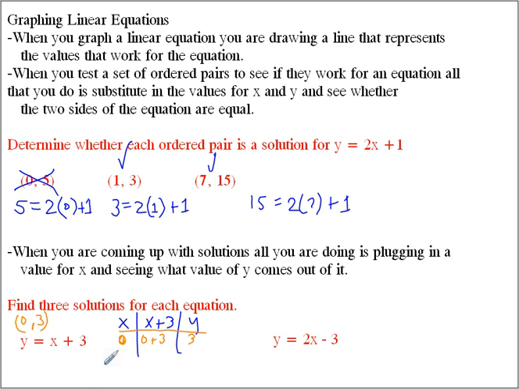So for a second point that works, I just like to go on with 1. So now it's 1 plus 3. That's just going to be 4. So 1, 4 is a solution. And then one more after that, I'm just going to do 2. 2 plus 3, and that's 5. So these are all solutions here.